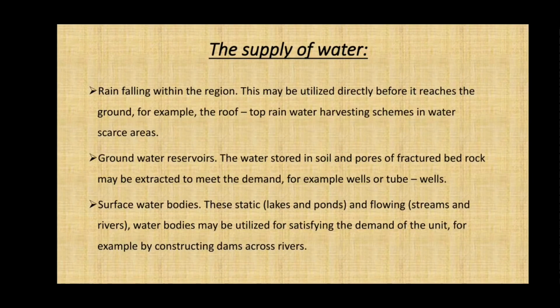The supply of water. Mainly, we have three types of water supply resources. First, rainwater by rainwater harvesting. Second, groundwater reservoirs. Third, surface water bodies, that is lakes, ponds, streams and rivers.